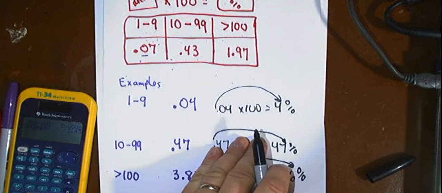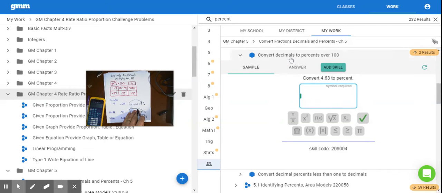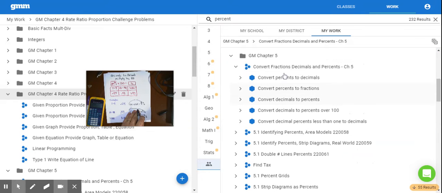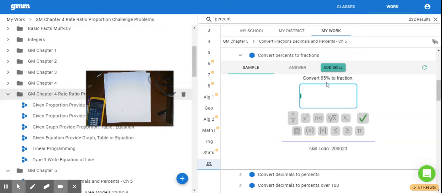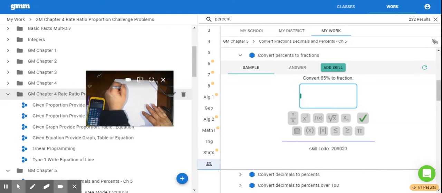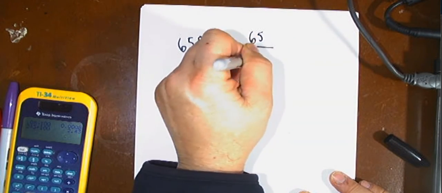Okay? And the last type of problem that I want to show you that is in this series is converting a regular percent to a fraction. So it would have something like this, 85% to a fraction, 65%. So 65%, and we're going to convert it to a fraction. So what I do is, I'm going to remember, it's always out of 100.